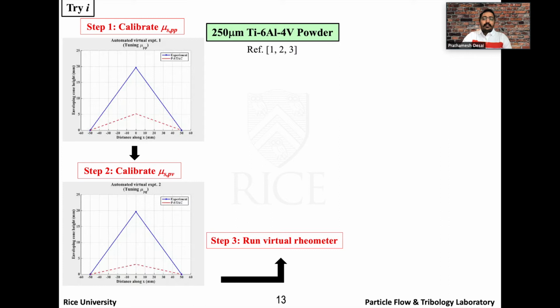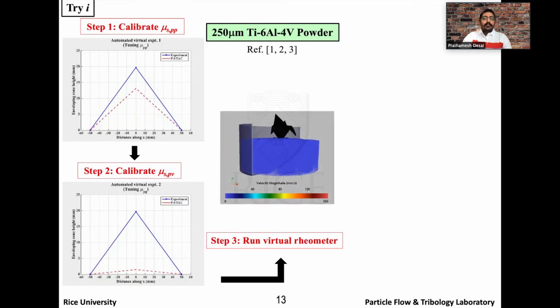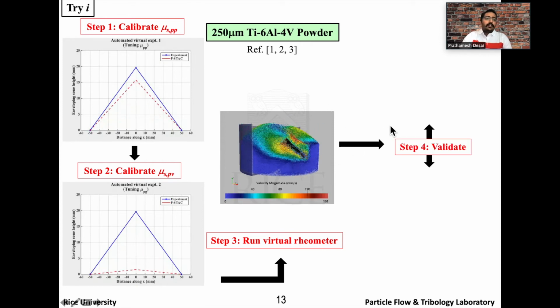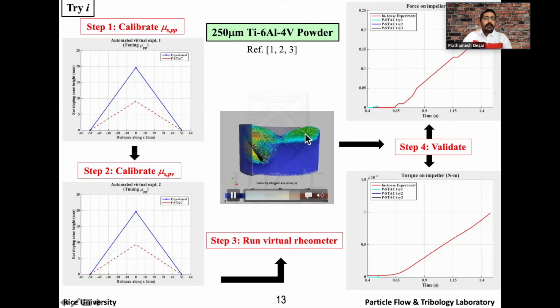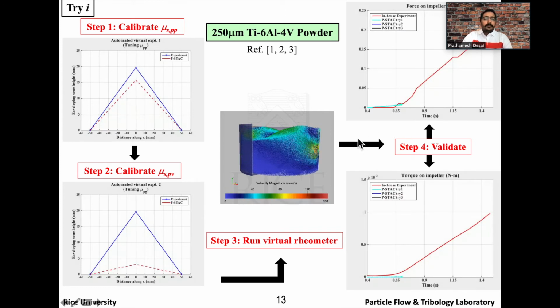Once that is done, that mu is fixed, and then we run a virtual rheometer, where you can see the rheometer vessel shown as a blue half cylinder, and the blade shown in black. While this simulation happens, we extract the force and torque experienced by the blade of this rheometer and compare that against the experimental performance of the real powder.